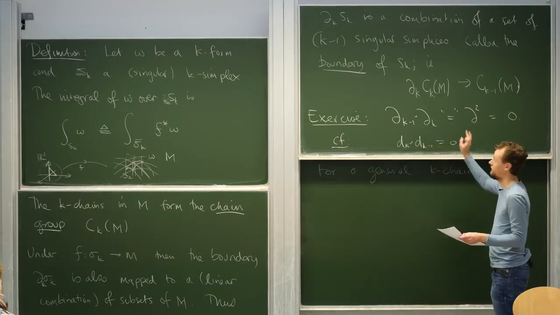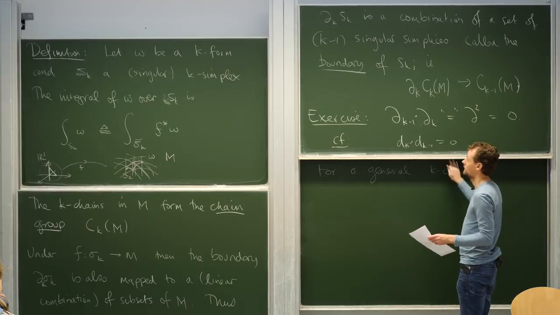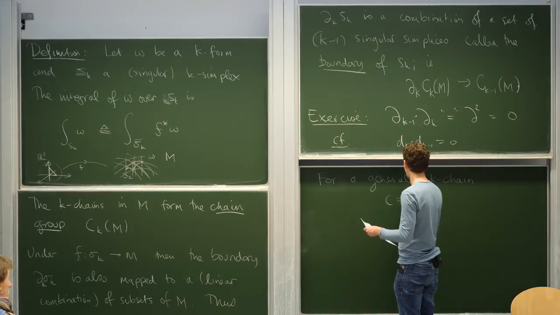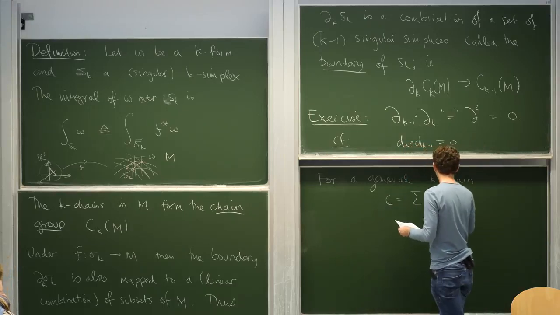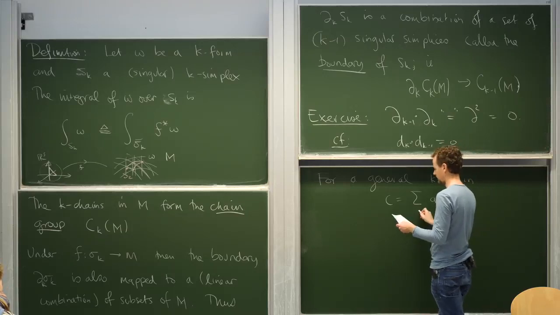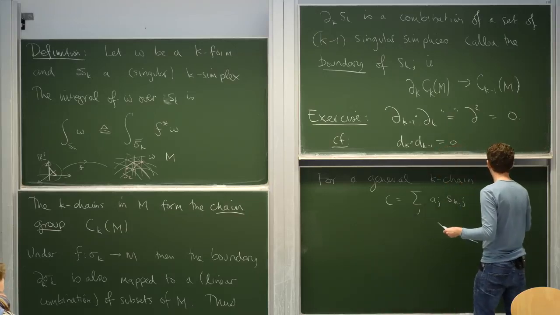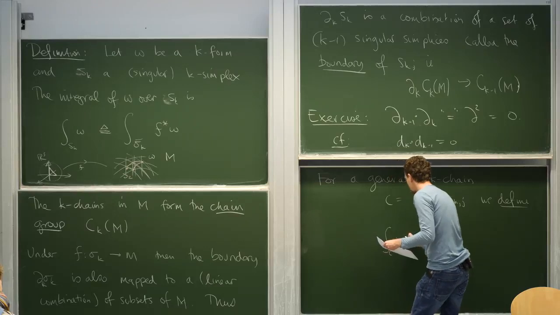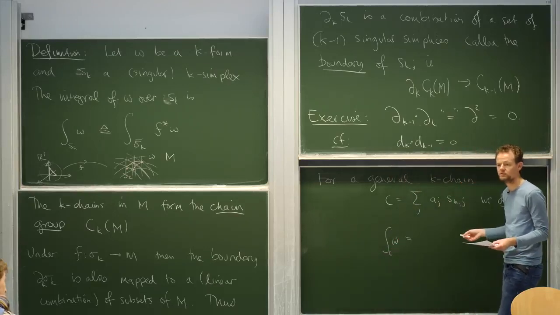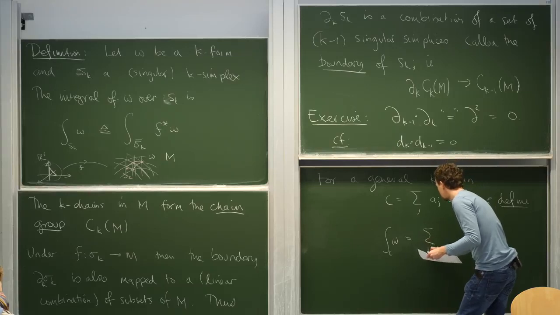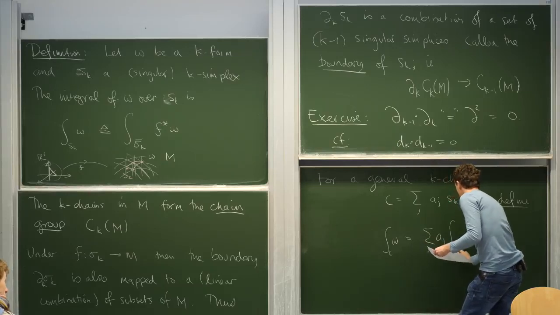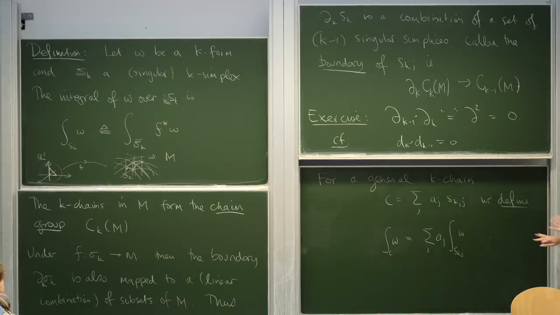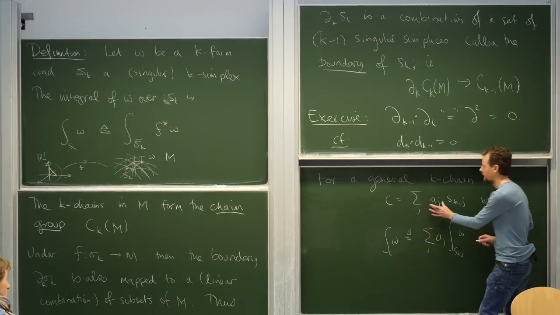Yeah, so it was important that we had a finite number of coefficients being non-zero in the previous definition of k-chains, because for a general k-chain, C equals some finite linear combination of singular k-simplices, we define once more the integral over this chain to be just the combination of the integrals. So easy peasy. And this is all making sense because it's a finite linear combination here.